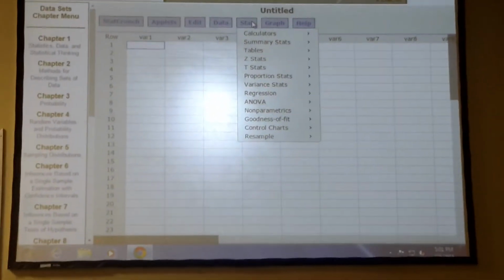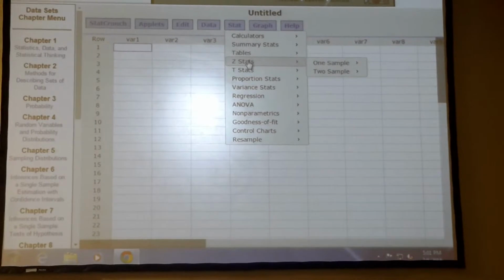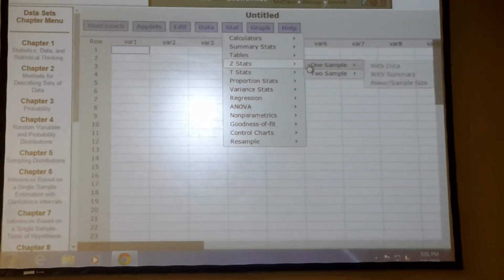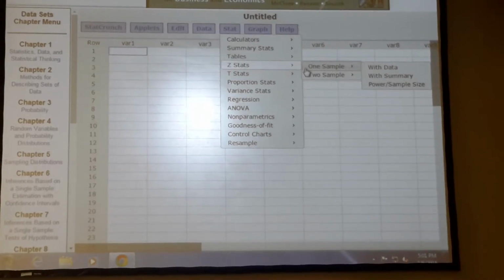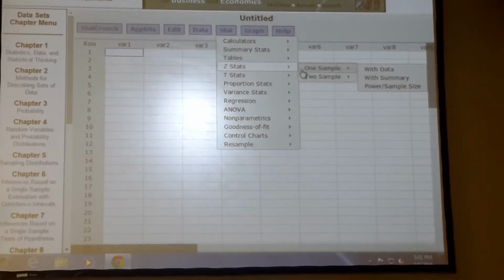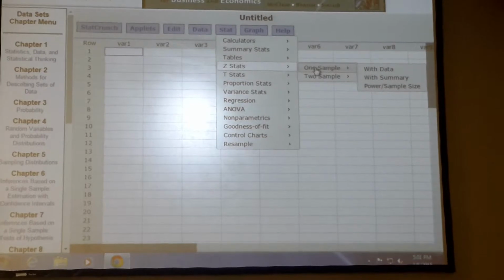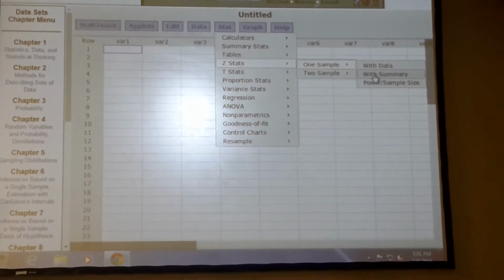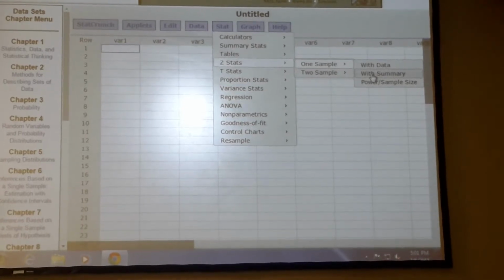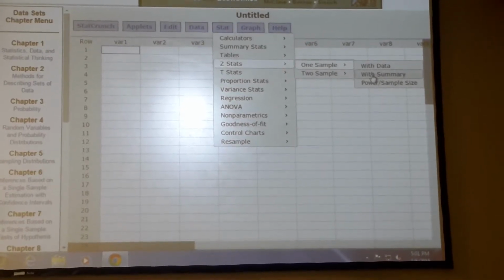We'll go to the stat button, go down to z-stats. It's a one-sample test, because we just have one group of kids. We don't have 2 different groups. We'll get into that in another couple of weeks here. But one sample, and we just have summary information. We don't have the scores for each of those 408 children.